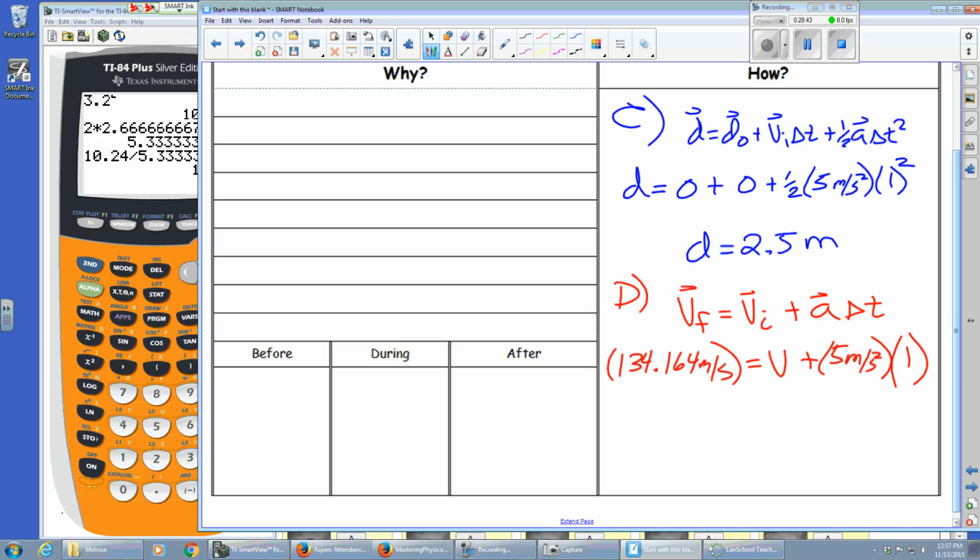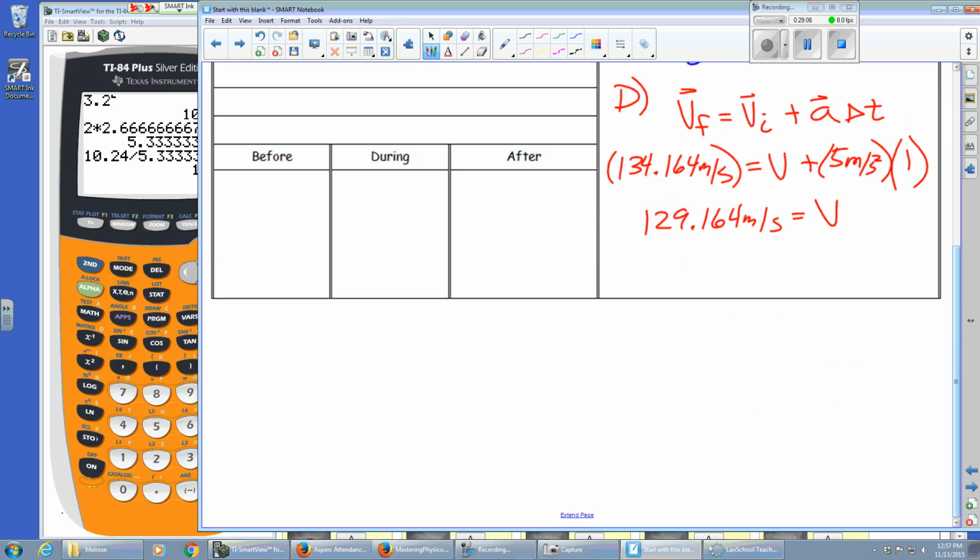I know. Oh, wait a minute. 5 times 1 is 5. Something plus 5 equals 134. So 134.164 minus 5, I end up with 129.164 meters per second. And that's the velocity of my plane just as it starts this last second of travel. I answered part B, so my 134 was my answer to part B.